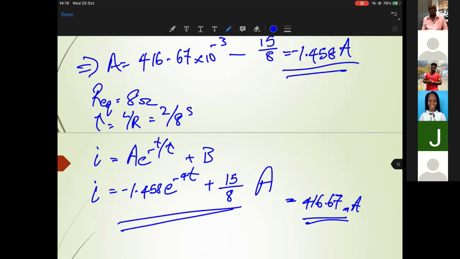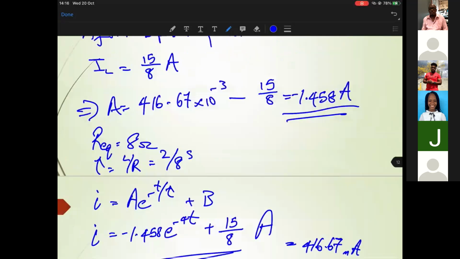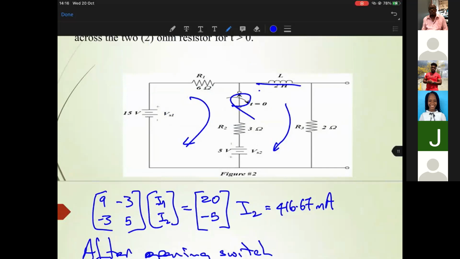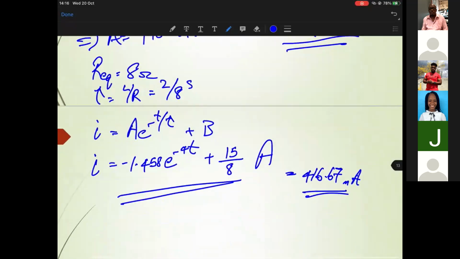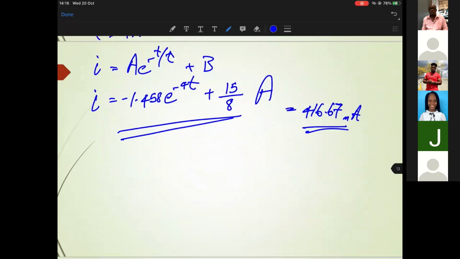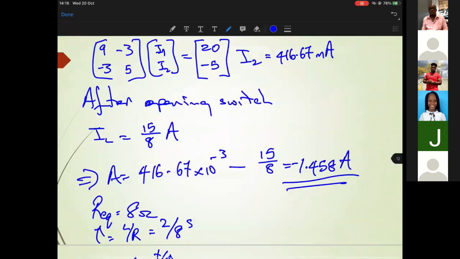He who hath an ear, clean it out and listen. All right? Okay, so 416.67 with T at infinity, which is of course the current that we got in the initial stages. In other words, at T equals 0, before we open the switch, the current through the circuit or through the inductor would have been 416.67 milliamps.